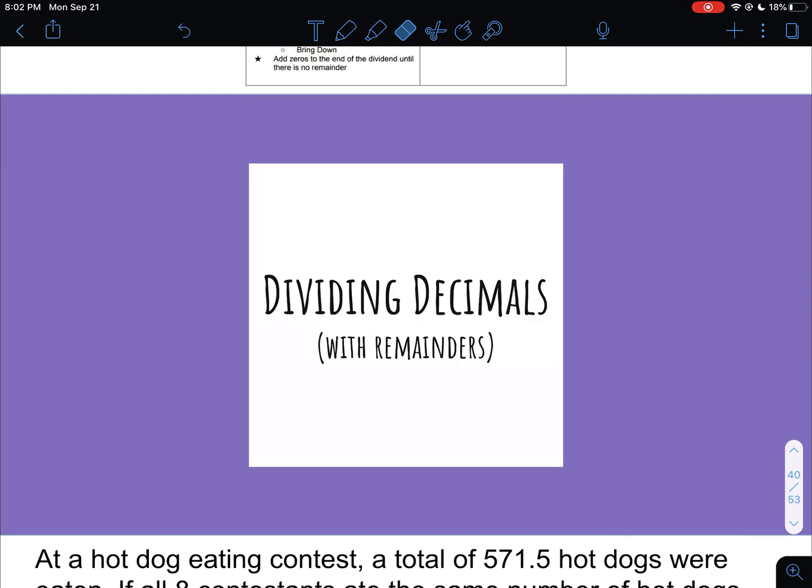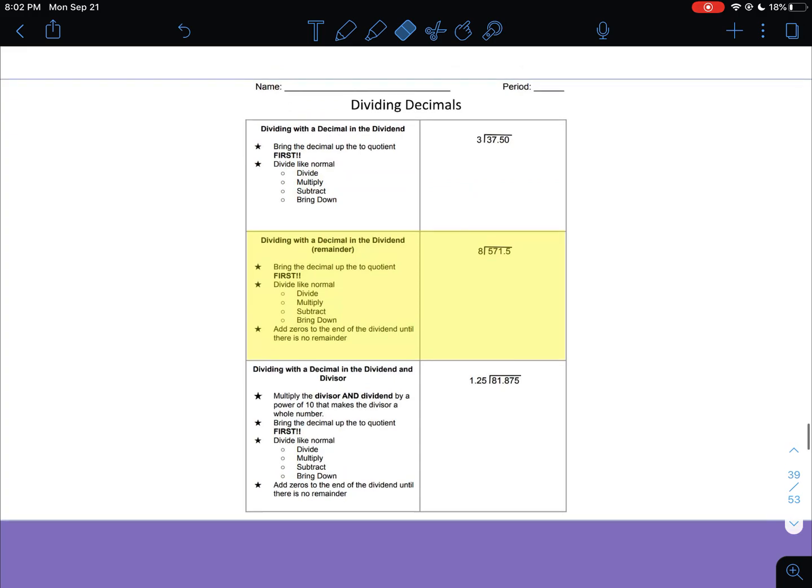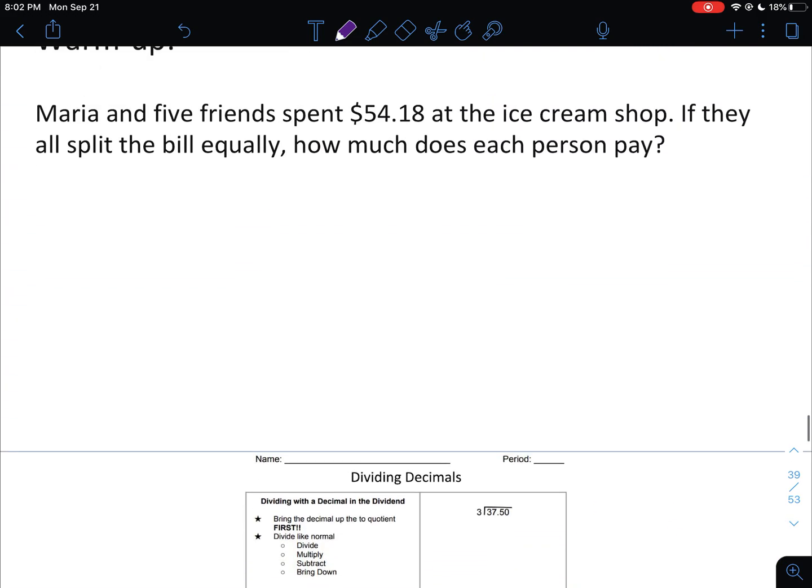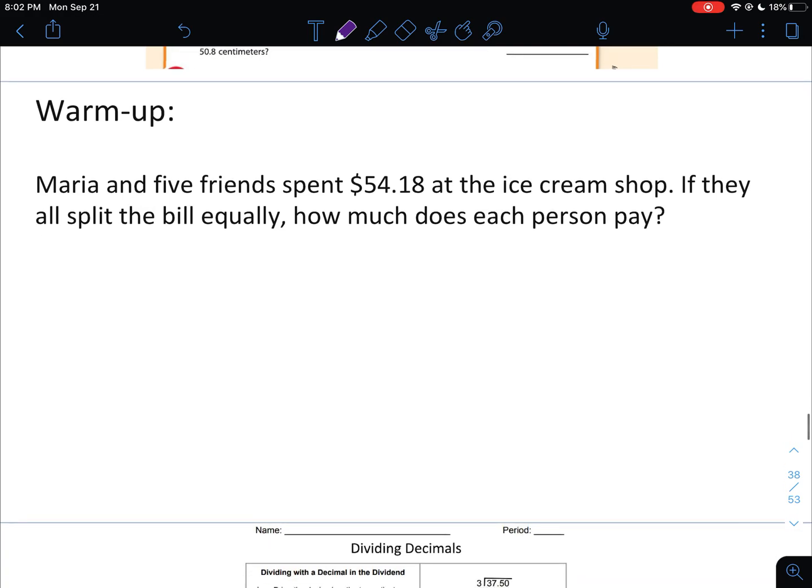So today we are going to continue talking about dividing decimals. And if you have the graphic organizer, we are going to do the second example or second type of dividing decimals on your sheet. If you do not have the graphic organizer, don't worry about it. You're just doing these problems in your math notebook for practice. So to get started, here is your warm-up.